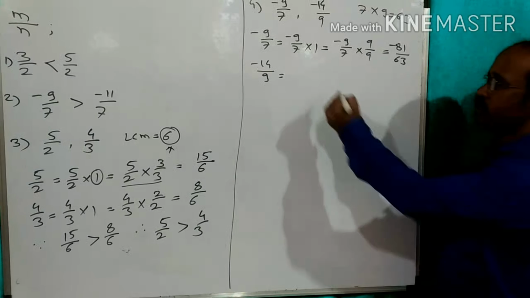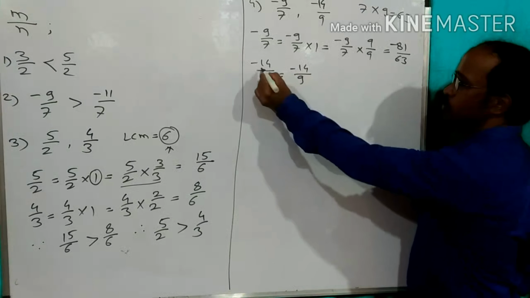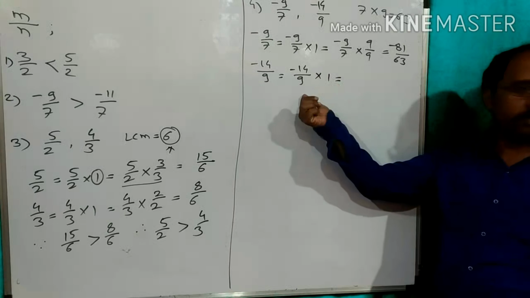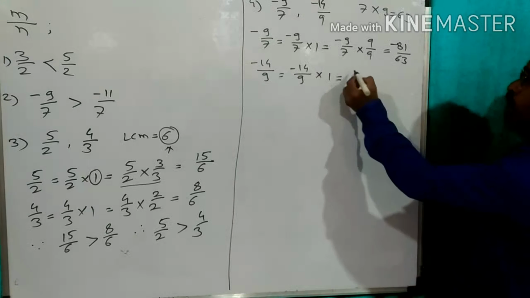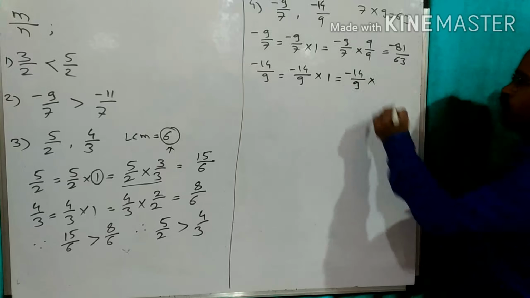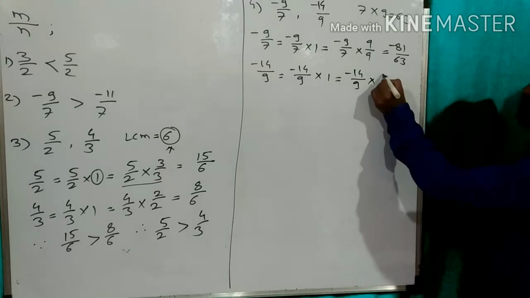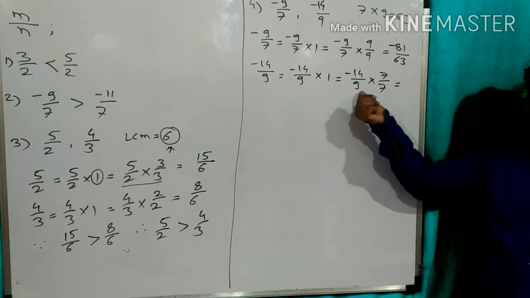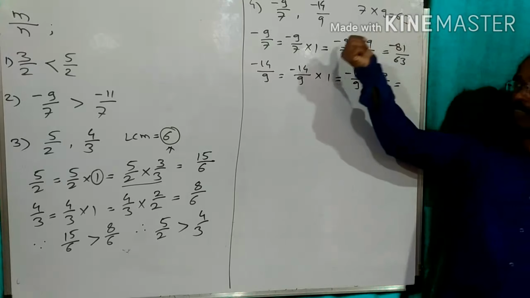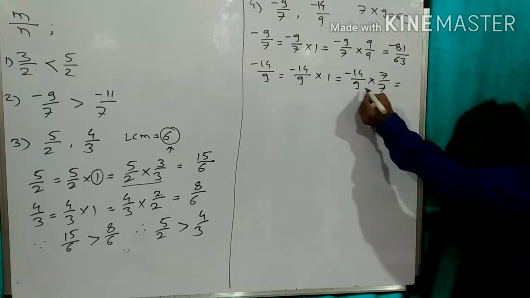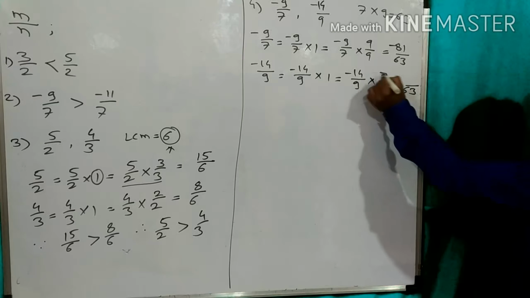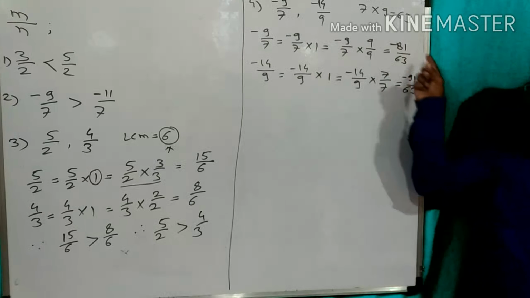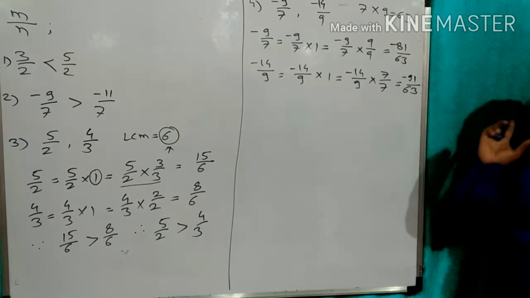Let's convert the second, which is minus 14 upon 9. Minus 14 upon 9 is equal to minus 14 upon 9 multiplied by 1, because multiplying by 1 doesn't change the value of the given number. And this 1 can be replaced by 7 upon 7. Why 7 upon 7? Because multiplication of these two numbers gives us the LCM, which is the equal denominator, 63, and this multiplication is minus 91. Ultimately, minus 14 upon 9 is equal to minus 91 upon 63.